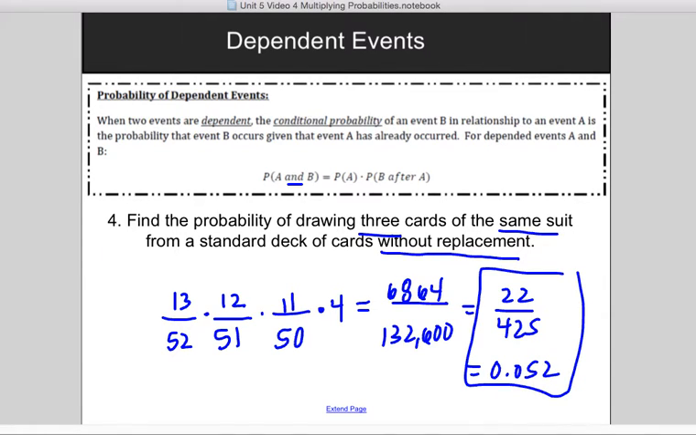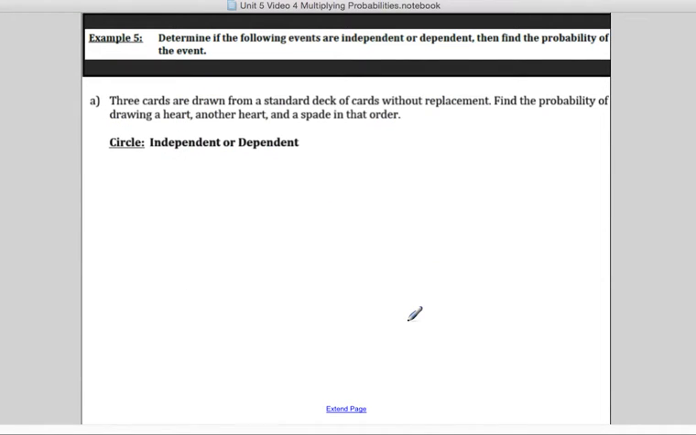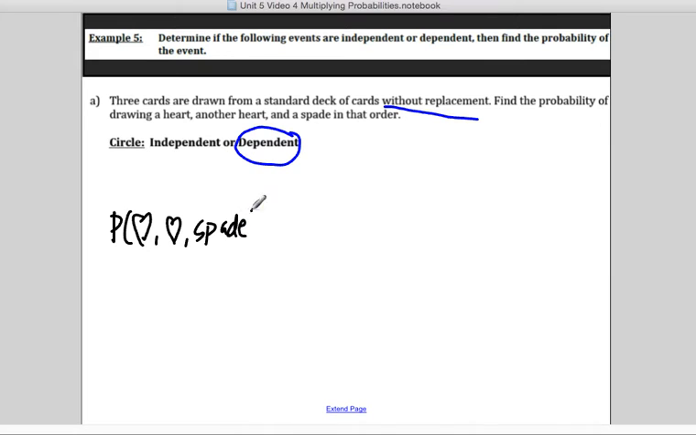Now, we're going to move on to mixed events. So we have to determine if they are independent or dependent. Example A, 3 cards are drawn from a standard deck without replacement. As soon as I hear that they're not replaced, I know dependent. Find the probability of drawing a heart, another heart, and a spade in that order. So we want the probability of a heart, and then a spade. I can't draw them very well. It says in that order, so I don't have to worry about what order they could be in.